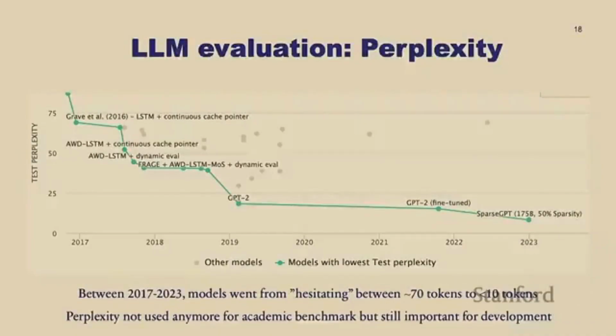So that's much better. Perplexity is actually not used anymore in academic benchmarking, mostly because it depends on the tokenizer that you use and on the actual data that people are evaluating on. But it's still very important for the development of LLMs. So when you train your own LLM, people will still really look at the perplexity.